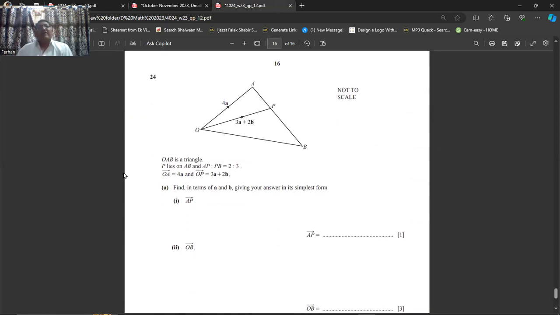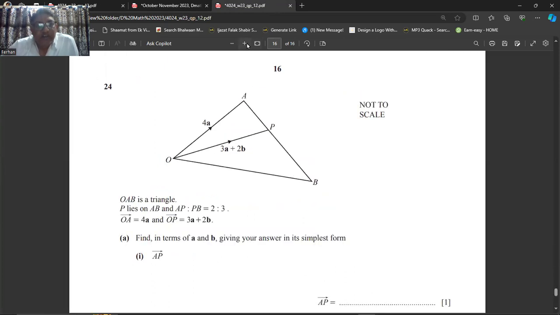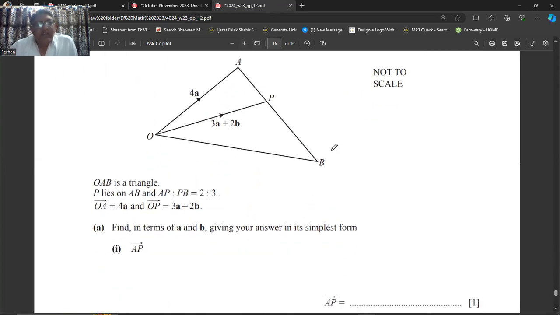Okay, so we are going here with question number 24, that is showing up on your screen. He says OAB is a triangle. P lies on AB and the ratio AP to PB is 2:3. OA is 4a and OP is 3a plus 2b. Find in terms of a and b, giving your answer in its simplest form, the AP.